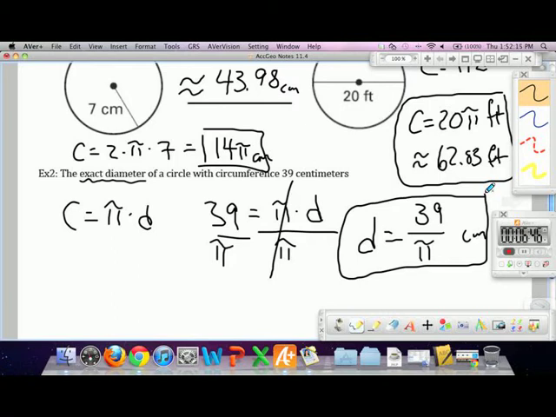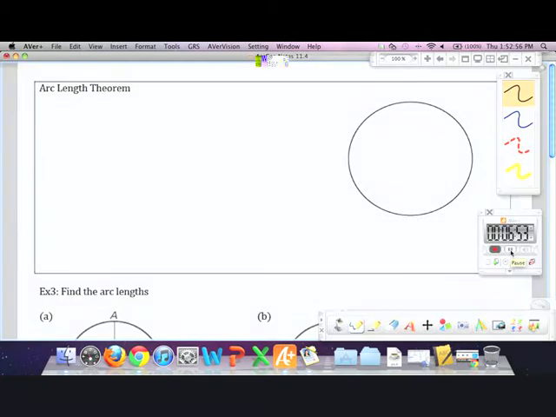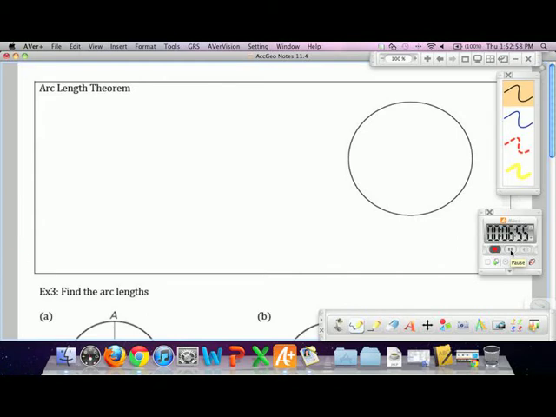We're going to kick it up a notch, and we're actually going to be able to describe what the arc length of any arc is within a circle, based off of that previous theorem. And the idea is that the measure in degrees of an arc is proportional to the length of the actual arc.